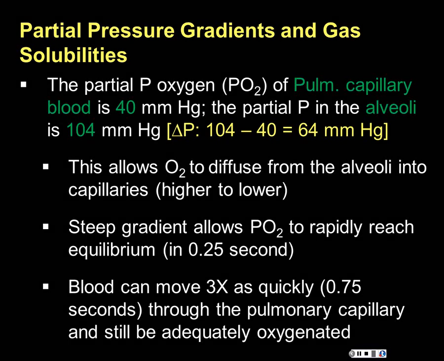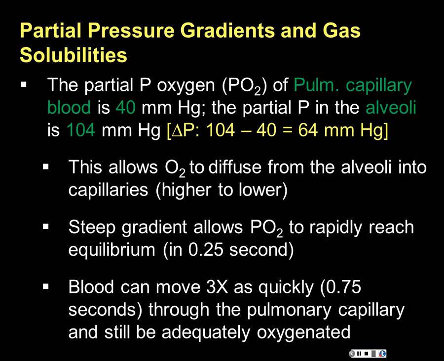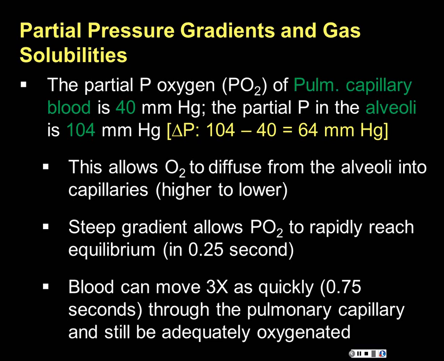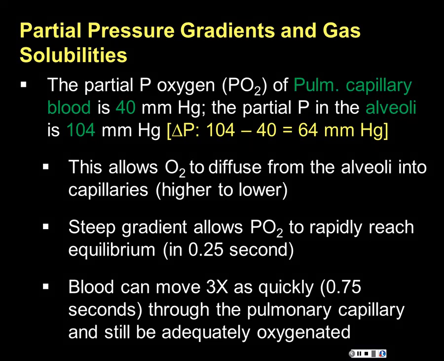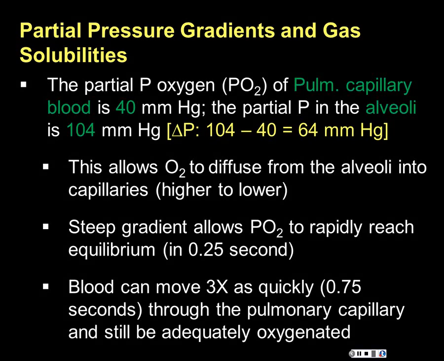About 60 to 64. Okay, so a huge, steep gradient, about 64 millimeters of mercury, basically pushes oxygen from the alveoli into the pulmonary capillaries. That will clearly add oxygen to the blood, and our blood would then return to the left side of the heart for distribution, right out to the systemic circuit. It's a huge pressure gradient, and what it does is just pushes the oxygen into the blood.